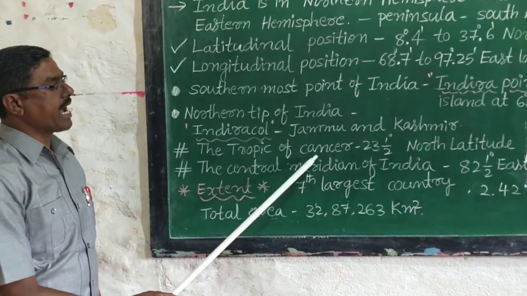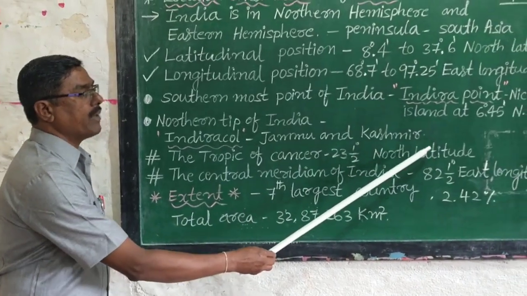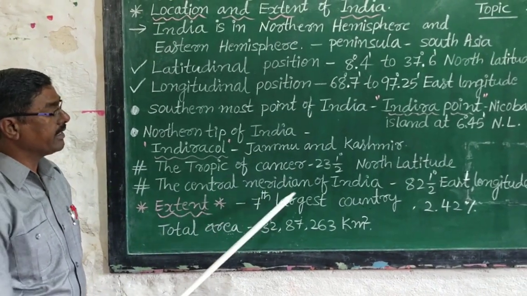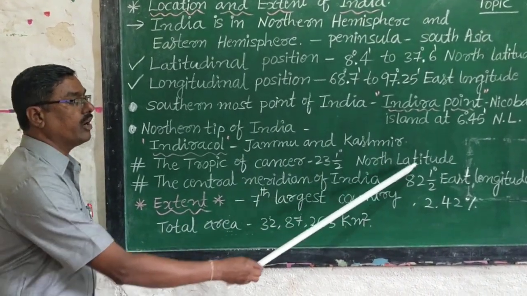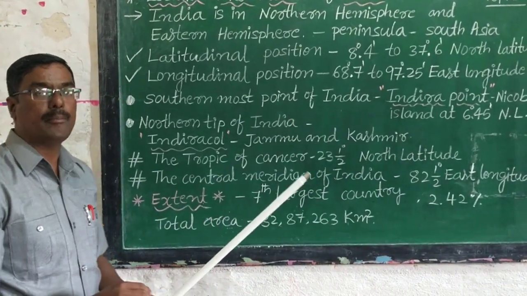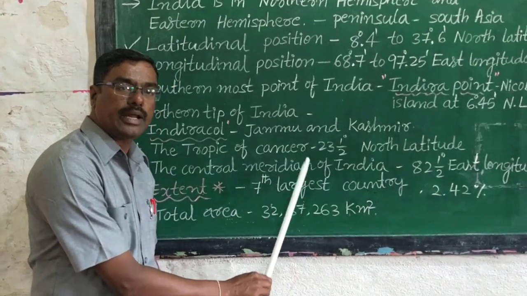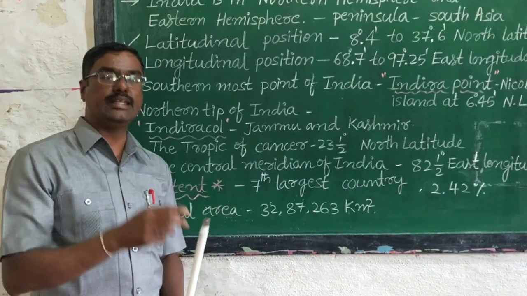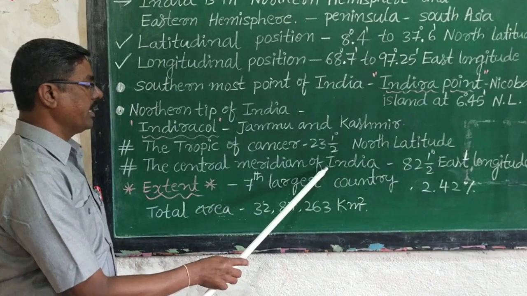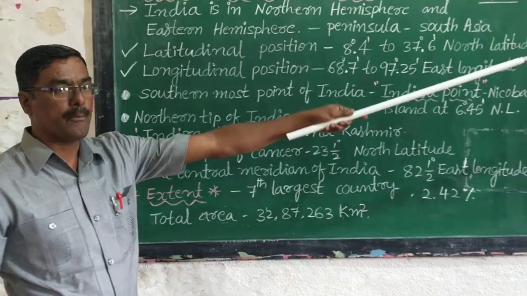The Tropic of Cancer, 23.5 degree north latitude, passes through the middle of our country. The central meridian of India, 82.5 degree east longitude, passes near Allahabad, which is considered central meridian of India or prime meridian of India. Our Indian standard time is based on this longitude. Let us know more details about these points through map.